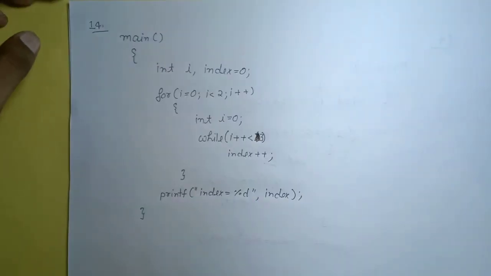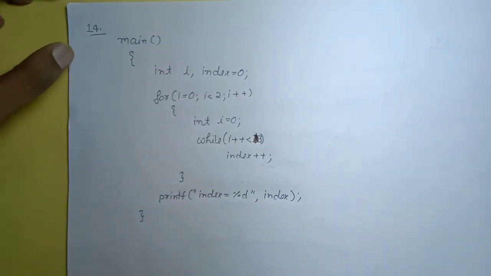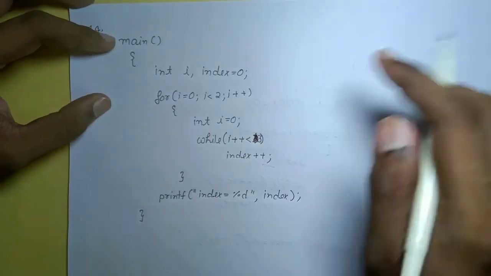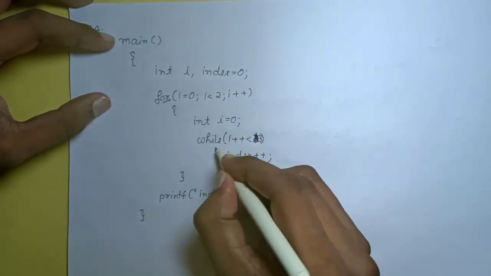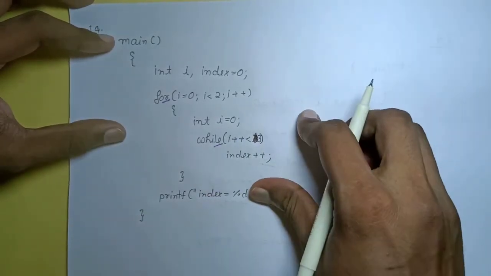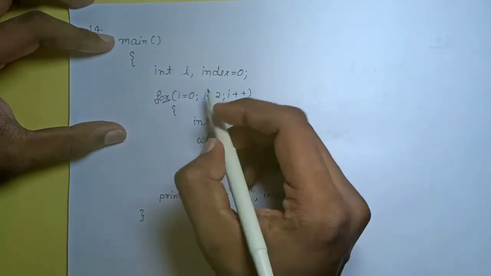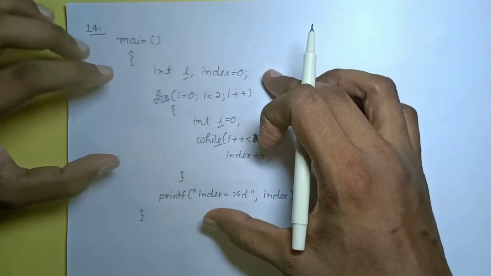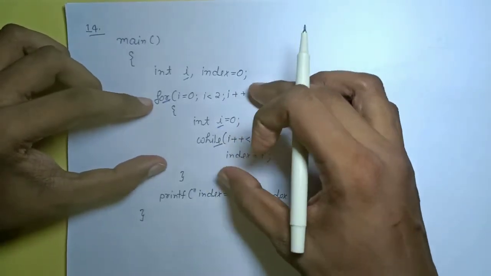Okay guys, so let's see the solution. In this question we are using two concepts. First one is nested loop, in which the outer loop is a for loop and the inner loop is a while loop. Second, we are using the concept of scope of a variable also, because as we can see, there are two I variables. One is inside the main function and another one is inside this for loop.